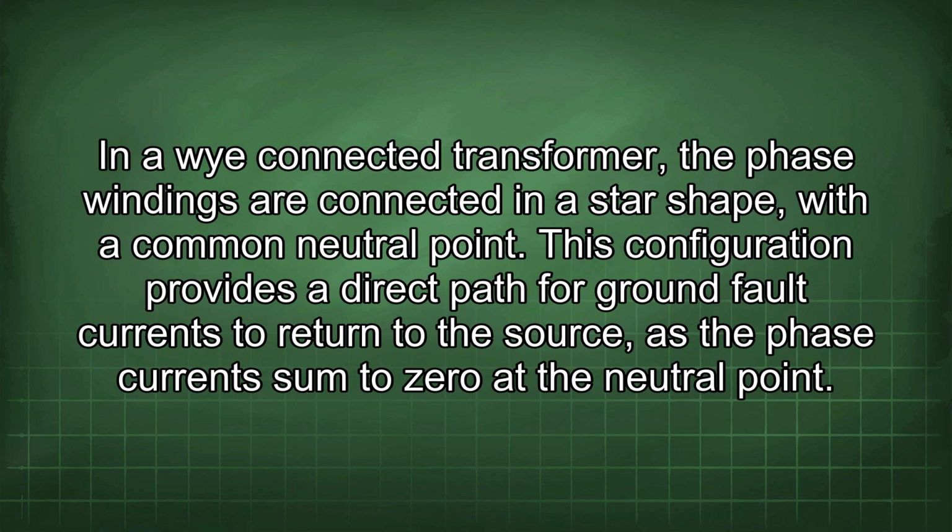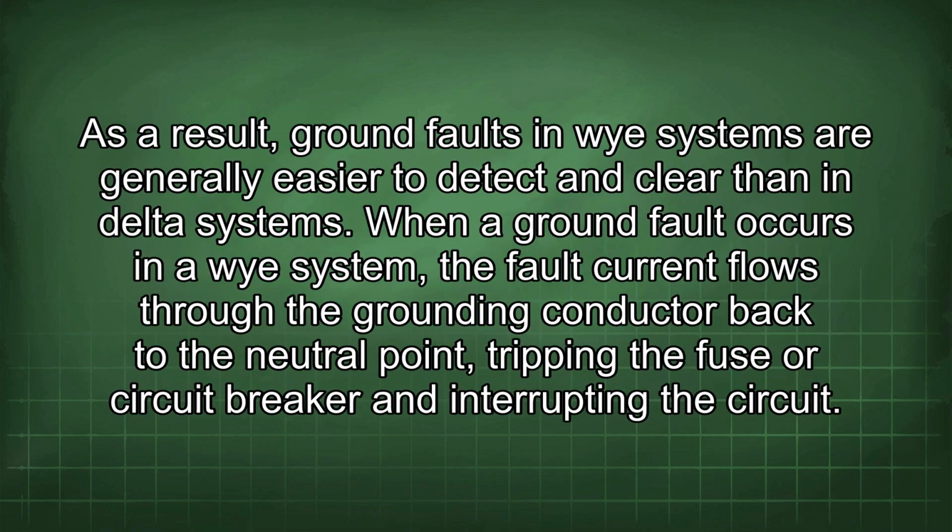In a Y-connected transformer, the phase windings are connected in a star shape with a common neutral point. This configuration provides a direct path for ground fault currents to return to the source, as the phase currents sum to zero at the neutral point. As a result, ground faults in Y systems are generally easier to detect and clear than in delta systems. When a ground fault occurs in a Y system, the fault current flows through the grounding conductor back to the neutral point, tripping the fuse or circuit breaker and interrupting the circuit.